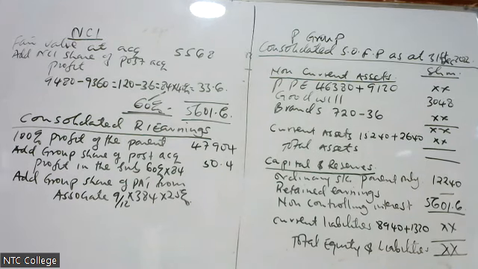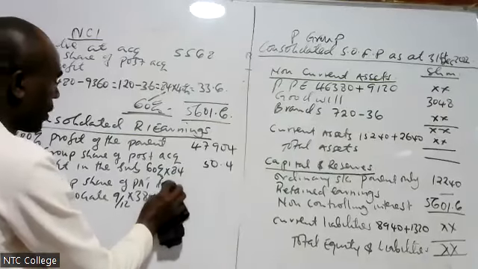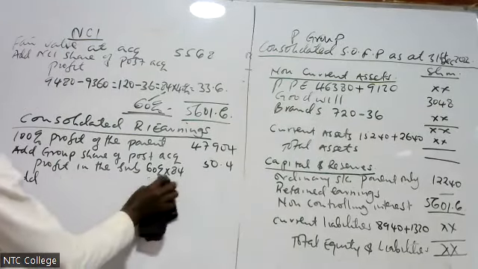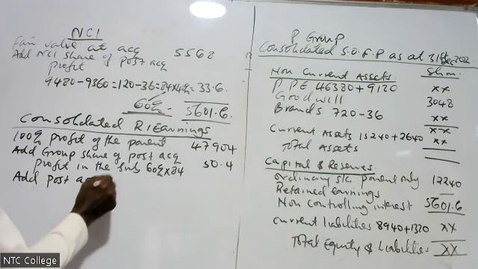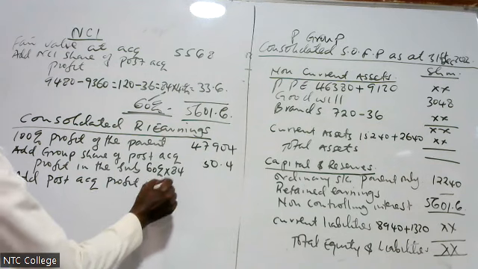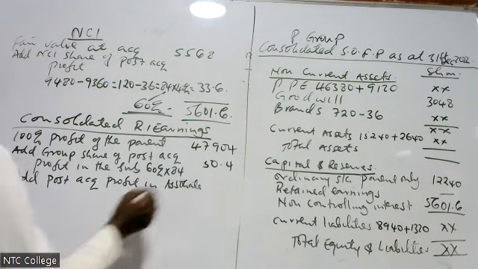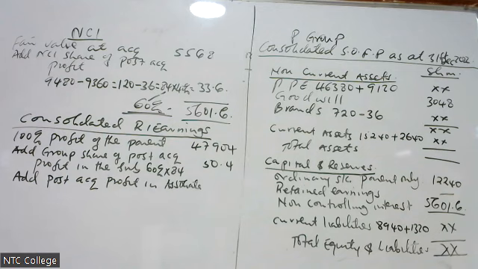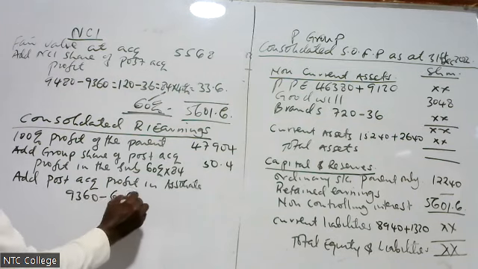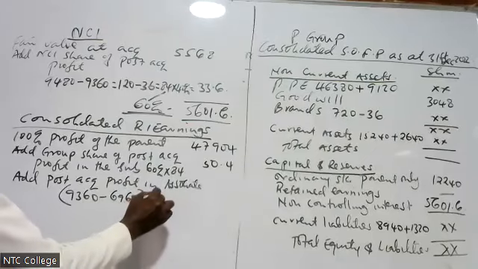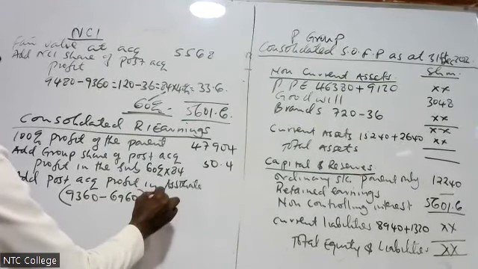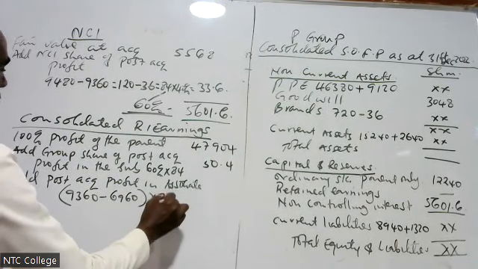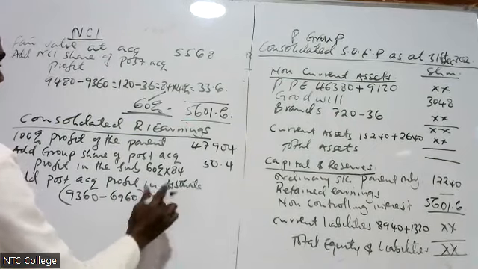Instead of doing it in steps, let's just do it once. Let's just take it as group share of post-acquisition profit in associates. Instead of doing it in pieces, let's just do it once. I will take 9360 minus 6960, the whole thing times 25%.